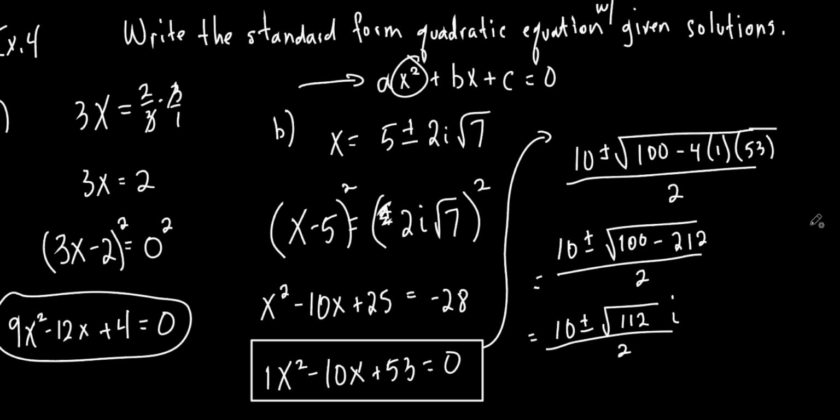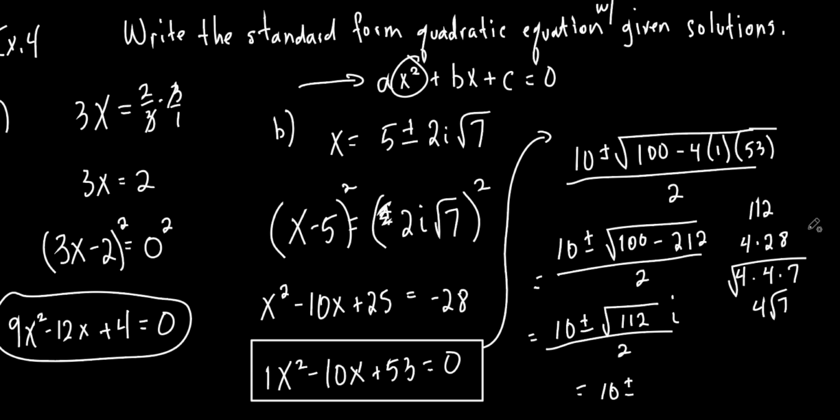I'll tell you what, let's do this. So 112. 112 is 4 times 28, but we can do some more, can't we? Watch. What's 28? 4 times what? 7. So what's 112? 4 times 4, which is 16, times 7. So it's 10 plus or minus, what is this? 4 square root of 7, right?